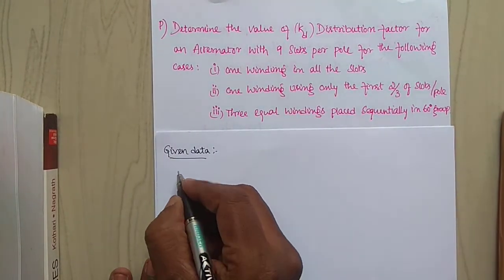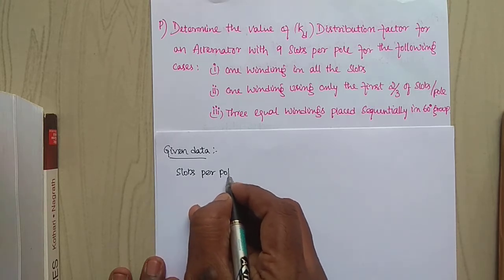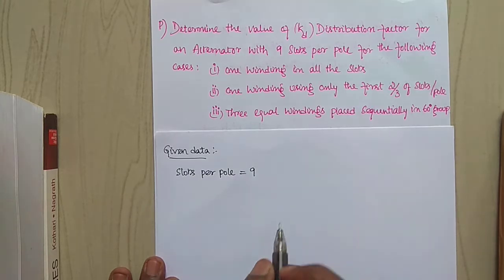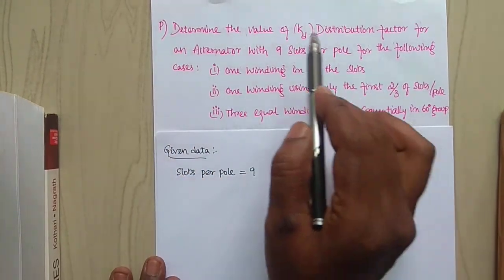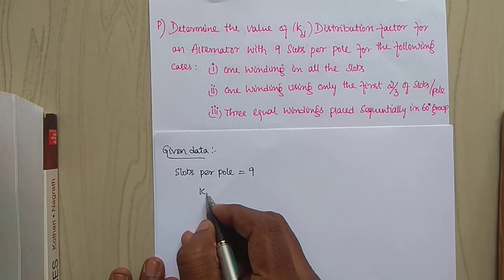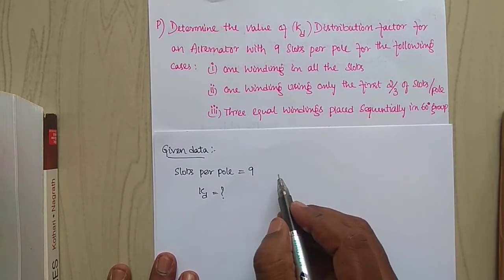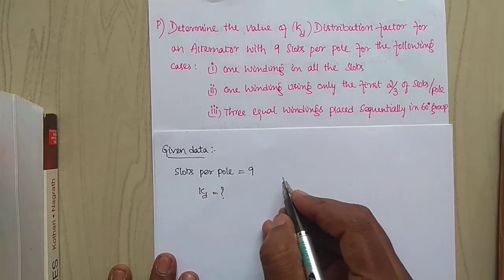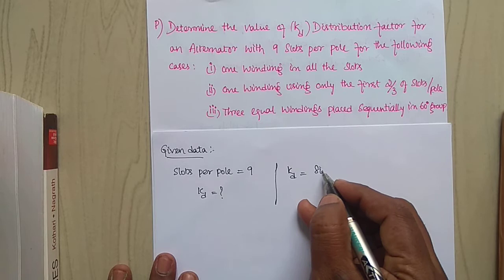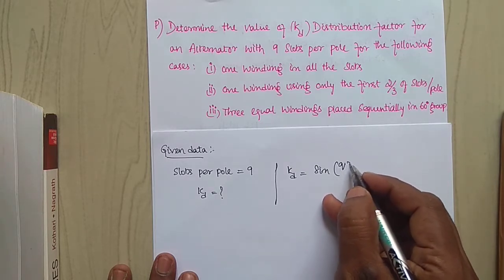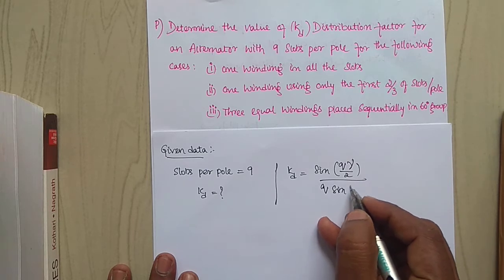Slots per pole is equal to 9. That is the pole pitch value they have given. Now they are asking about the KD value, KD equal to question mark. So what is the numerical formula for KD? KD equal to sine of Q gamma by 2 divided by Q sine gamma by 2.